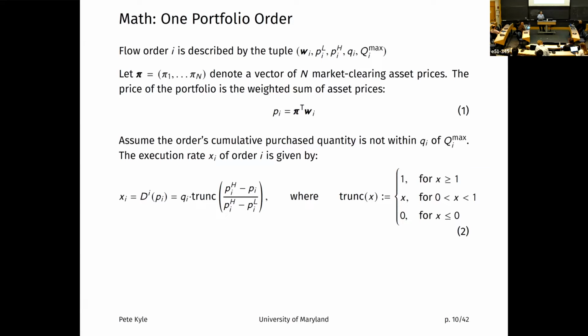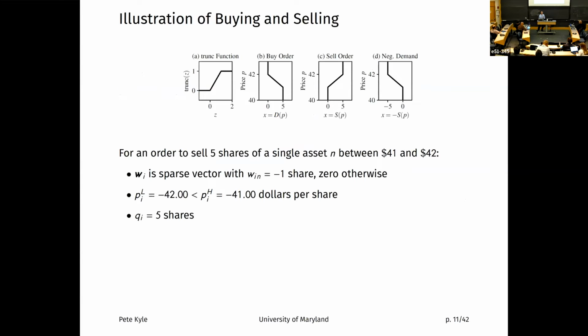And then you can put that into the demand function I just described and calculate the quantity you want to buy. We call that XI, okay? And you can do that for every order in the market. When you do it for every order in the market, I'm going to skip this slide.